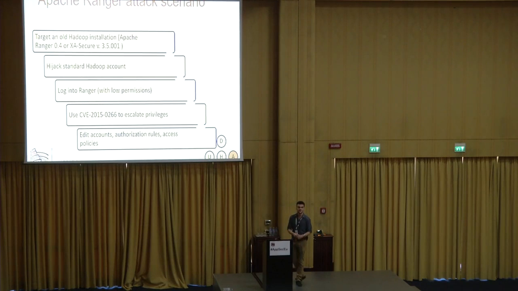So the scenario for this one is simple. We have to target an old Hadoop installation, hijack a standard Hadoop account, log into Ranger, or use the Hue XSS when the administrator is logged in, and perform some kind of cross-site scripting, cross-site request forgery to edit data in Hadoop. Okay. Then we use this CVE to escalate privileges, and we can do everything because we can set our user to be the administrator.